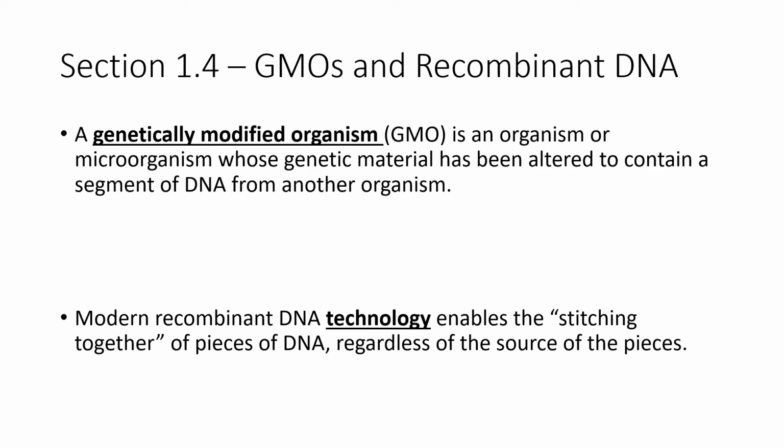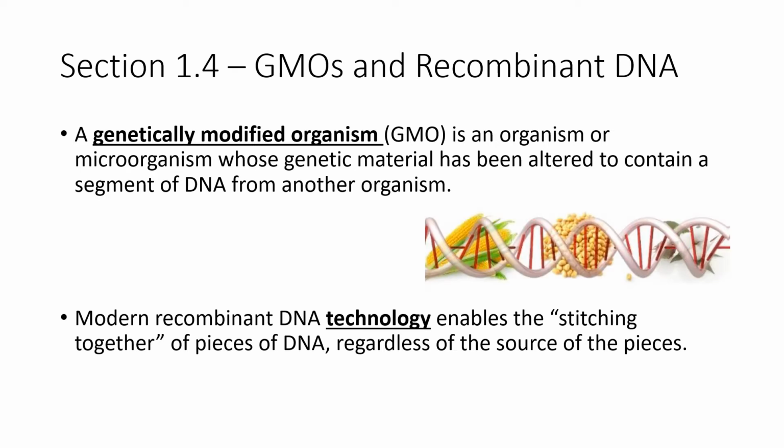Modern recombinant DNA technology basically enables the stitching together of pieces of DNA. So it doesn't really matter where the pieces of DNA come from. Remember that all DNA has those same 4 bases. They all have the deoxyribose phosphate backbone. It looks the same no matter what organism it's coming from, and DNA doesn't know any different, basically. Okay, so this would be an example of some stitched together DNA, overly glorified, obviously.